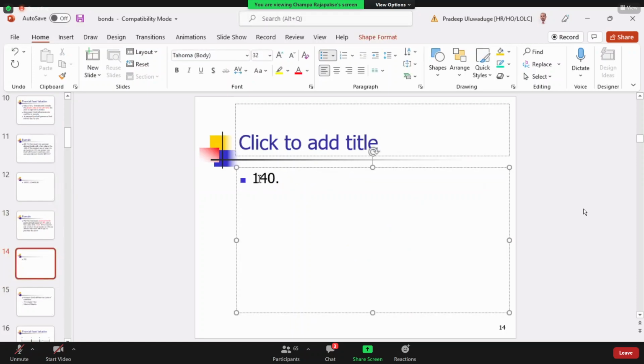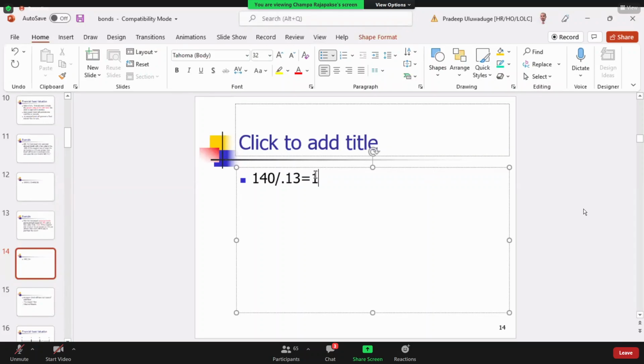140 divided by 13%. Sorry, 140 divided by 0.13. Because the present value of a perpetuity is the payment divided by r, or the discounting factor. Right? 140 divided by 13% will give us 1076 and 92 cents. Right?